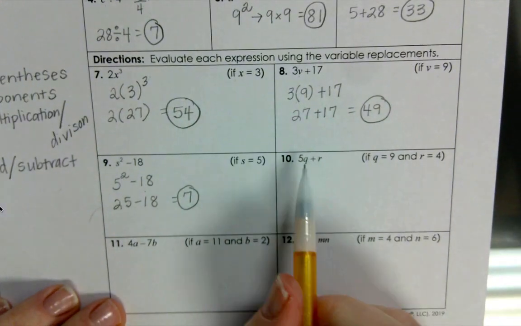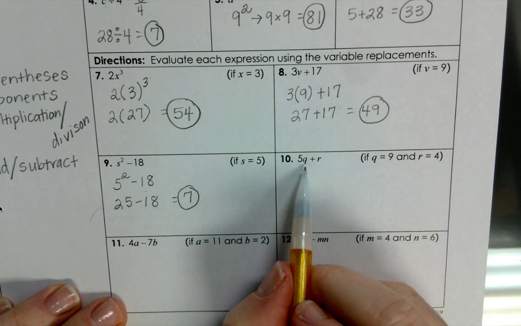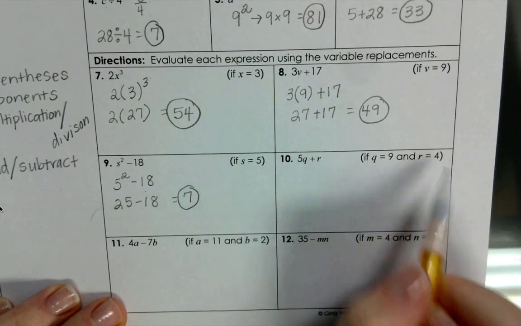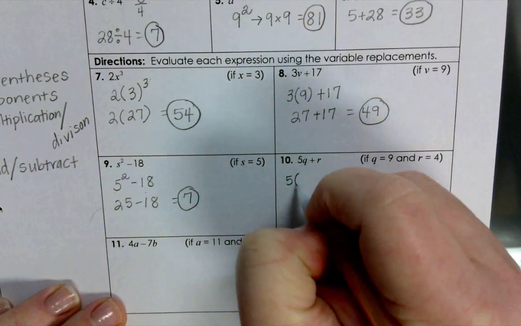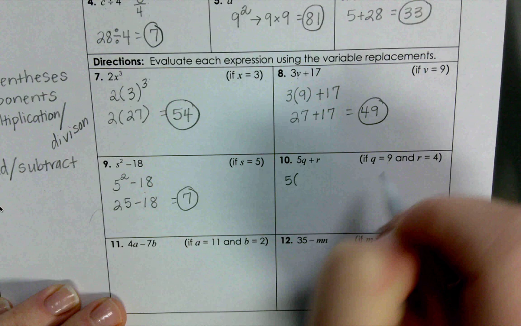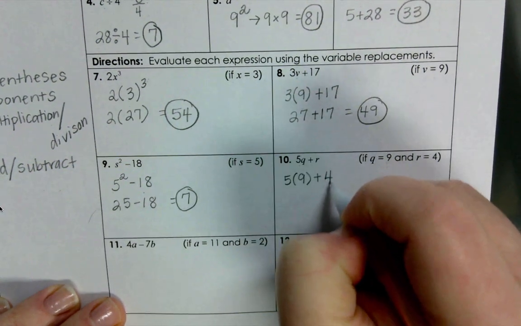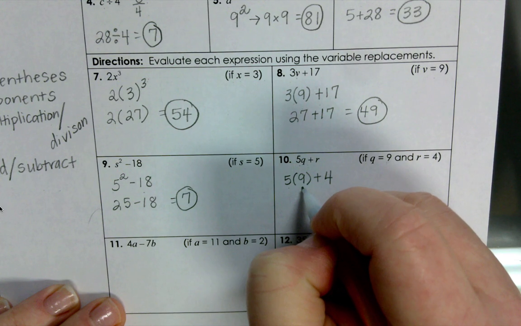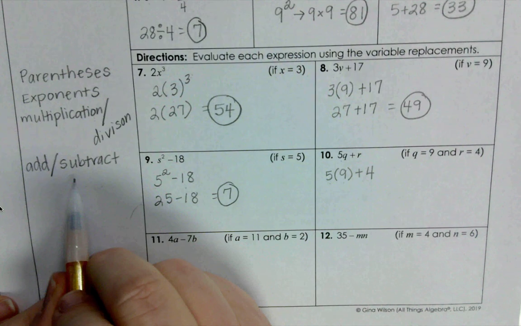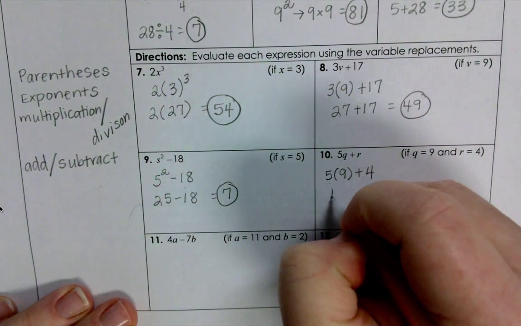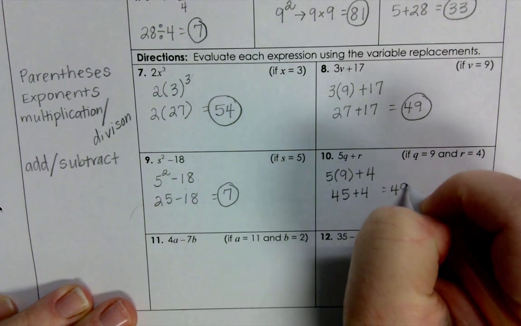Number 10, 5q plus r. We have q equals 9, r equals 4. So I'm going to rewrite with parentheses, okay? 5 times q, q is 9, plus r, which is 4. I have multiplication and then addition. Go over here. Multiplication comes before addition. So 5 times 9 is 45, plus 4, which equals 49.